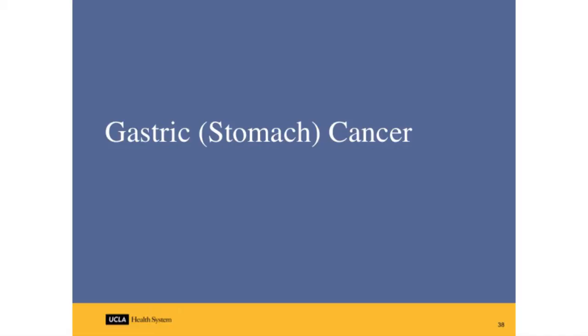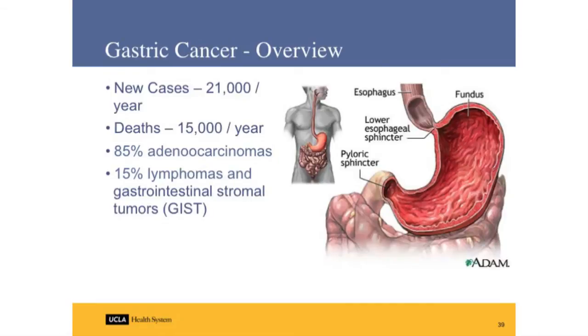So now coming to gastric, or stomach, cancer. There are 21,000 new cases of gastric cancer per year, and it leads to about 15,000 deaths per year. There are various types of stomach cancer, but the most common type is an adenocarcinoma, which occurs in 85% of stomach cancers. 15% of cancers can be lymphomas or GIST tumors.